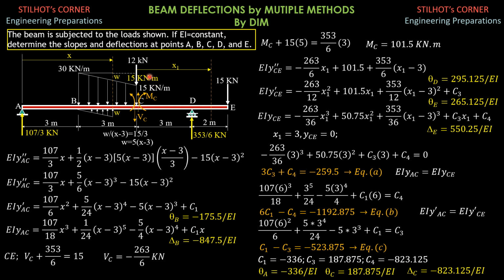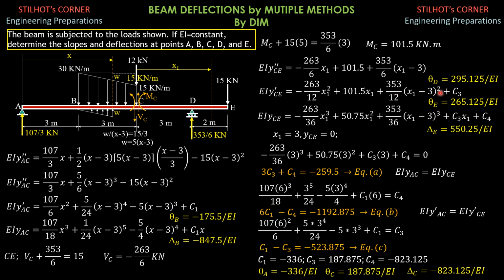Likewise, summation moment about C equals 0, clockwise positive, so m sub C plus 15 times 5 equals 353 over 6 times 3. So m sub C is positive 101.5 kilonewton meter. Therefore, we can now set up the differential equation for this second segment.